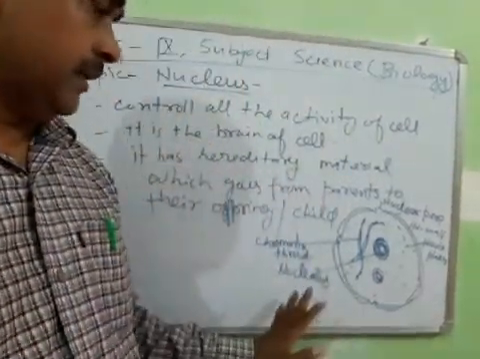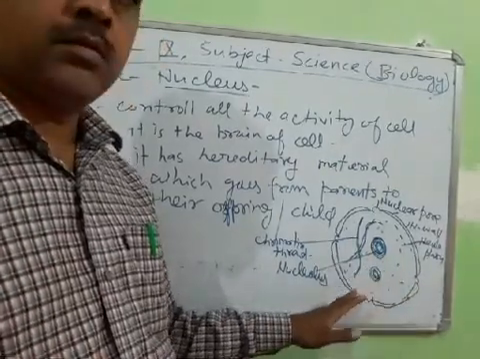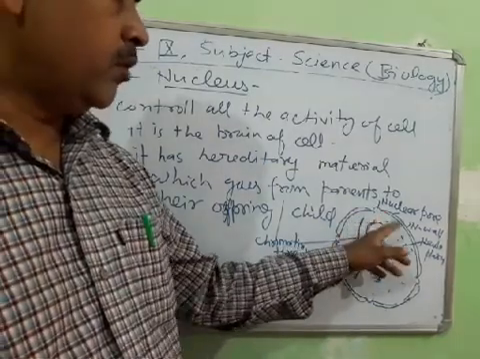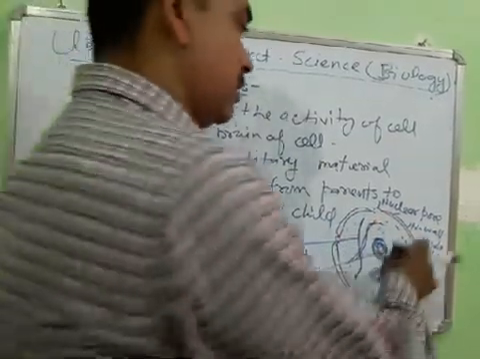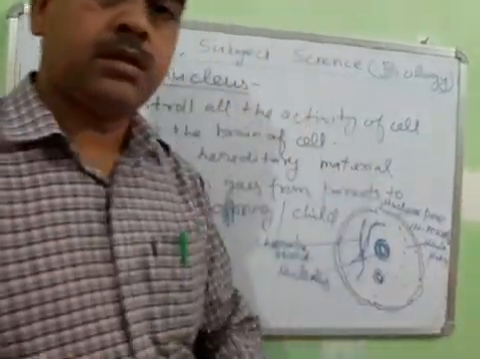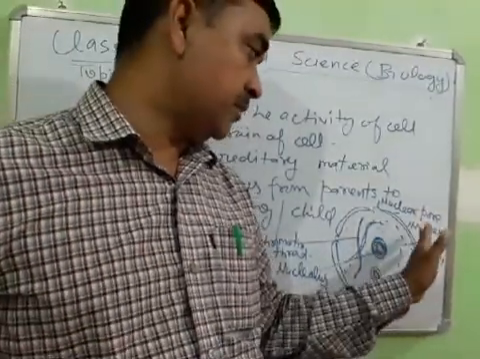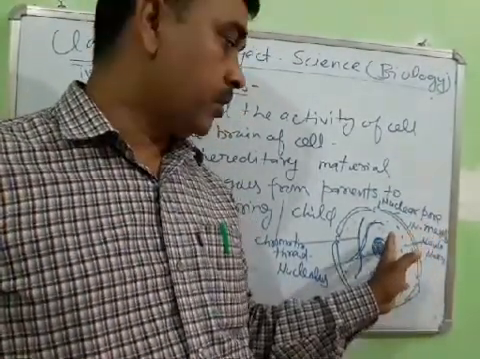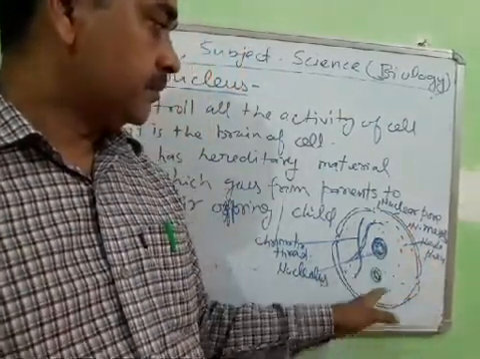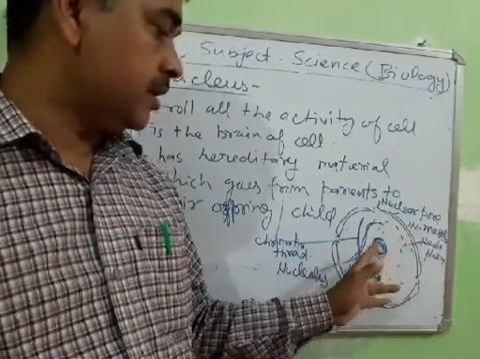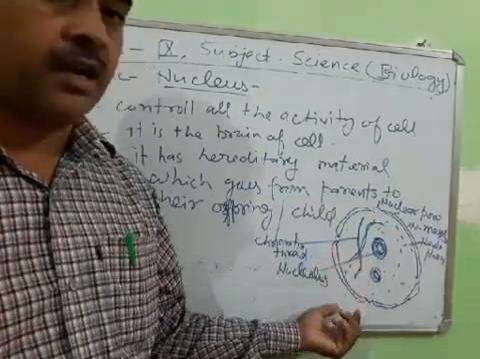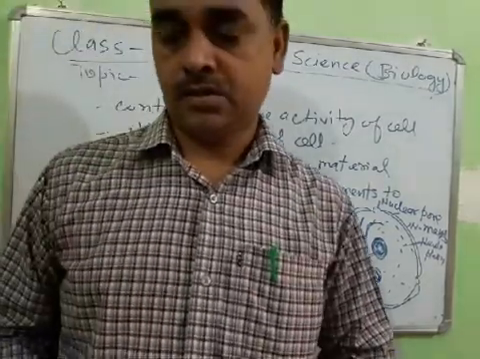Okay, student. This is generally the outline of the nucleus. The nucleus has the nuclear pore and nuclear membrane, which separate the cytoplasm from the nucleoplasm. Inside the nucleus there is a nucleolus, and some other chromatin threads are present inside the nucleus.